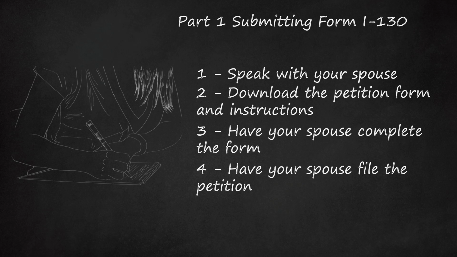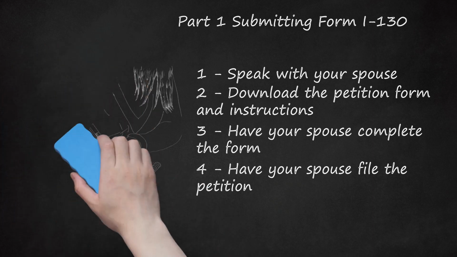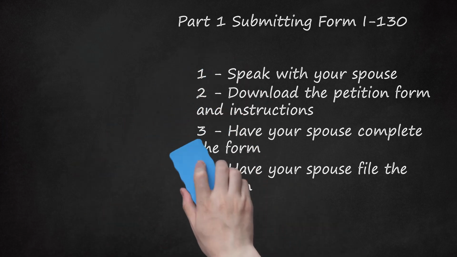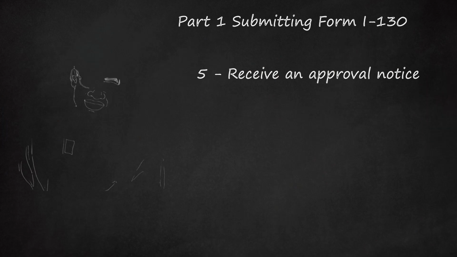The petition must be accompanied by a $420 filing fee. The easiest way to pay this fee is with a certified or cashier's check drawn from a U.S. bank. Make copies of everything being sent to the USCIS before you mail it, and keep these copies in a safe place.